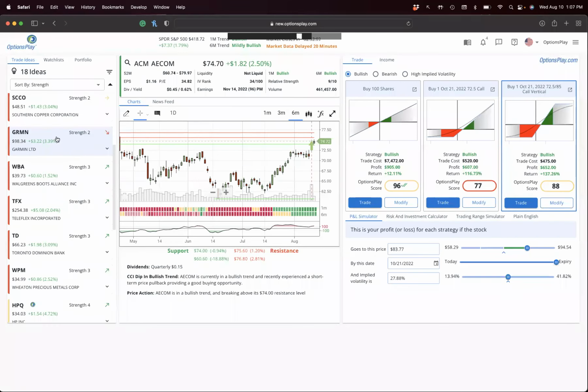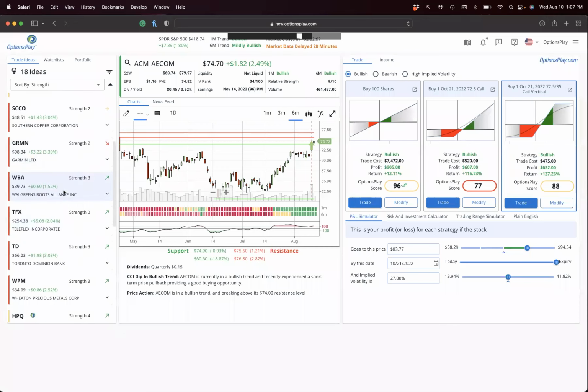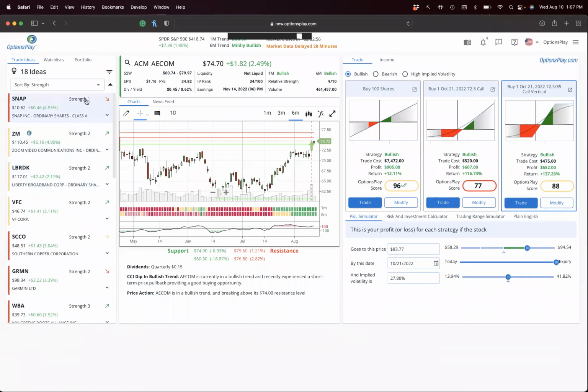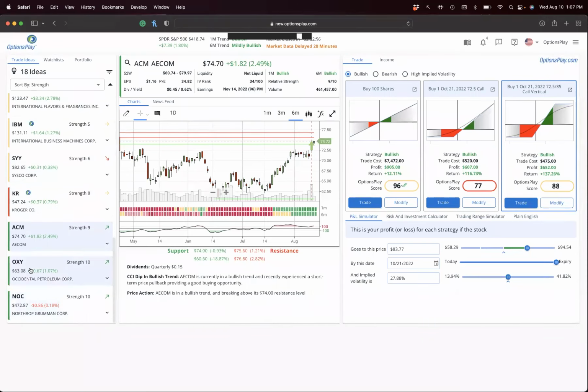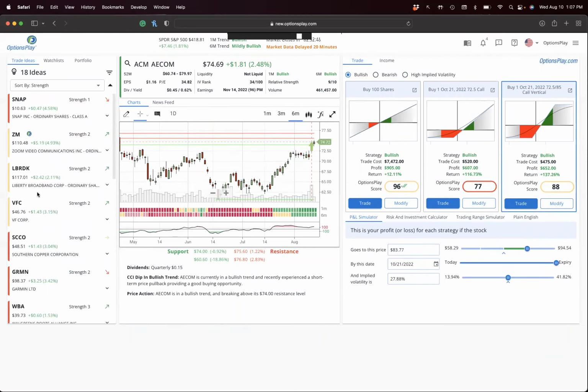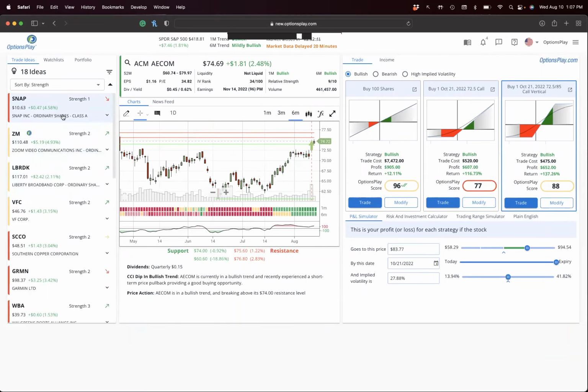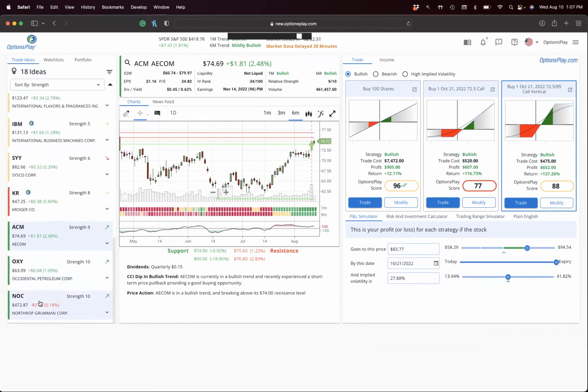As you can see, I have 18 ideas. And when I sort it by relative strength, as you can see, Snapchat, which has a strength of 1, is on the top of the list, and then Northrop Grumman, Occidental Petroleum. These are the ones that have a strength of 10. And what this tells me is, out of this list of 18 ideas, which stocks are the strongest stocks in the market, which stocks are the weakest stocks in the market. So Snap, Zoom, these are the weakest stocks. Northrop and Occidental, these are the strongest stocks.